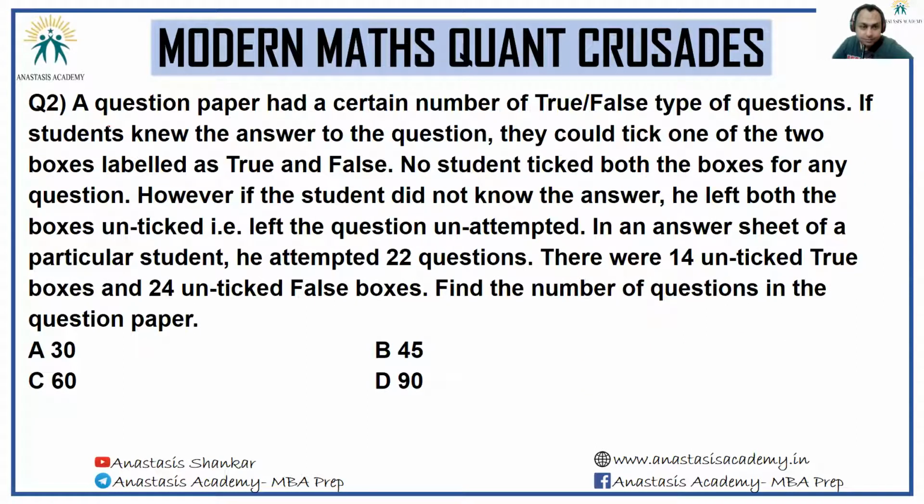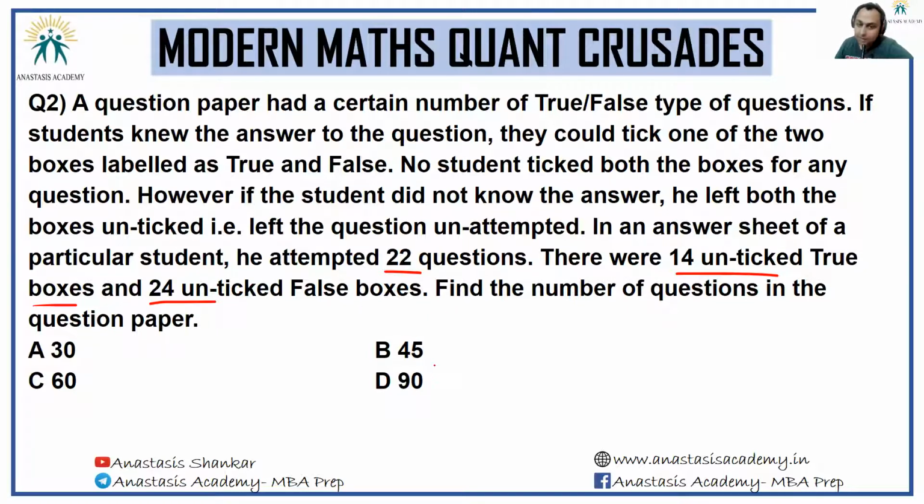Next question. The question paper had a certain number of true-false type questions. If students knew the answer to the question, they could tick one of the two boxes labeled true and false. No student ticked both the boxes for any question. However, if a student did not know the answer, he left both the boxes unticked and left the question unattempted. In an answer sheet of a particular student, he attempted 22 questions. There were 14 unticked true boxes and 24 unticked false boxes. Find the number of questions in the question paper.